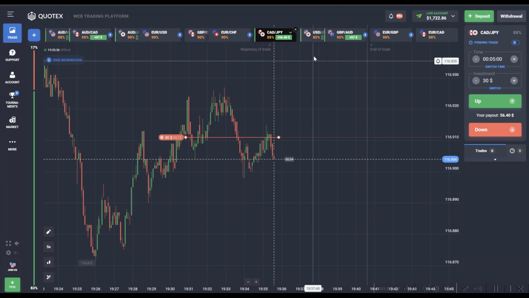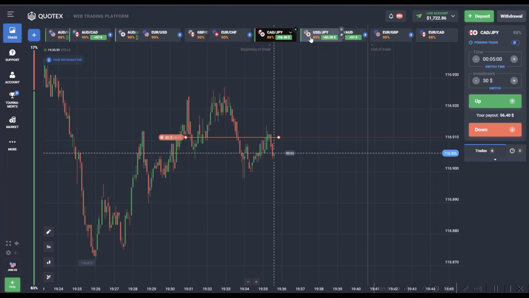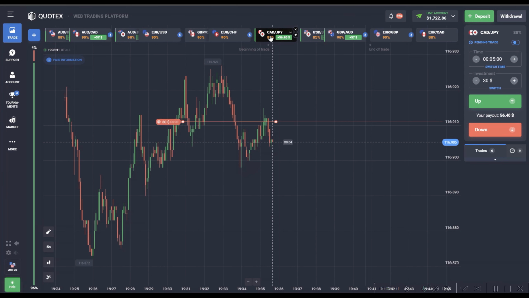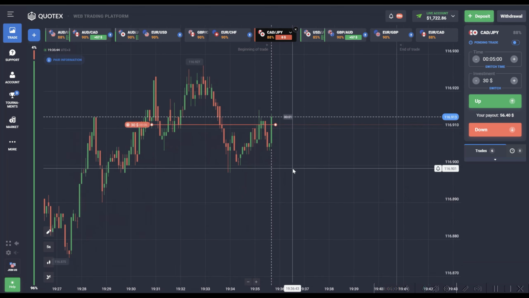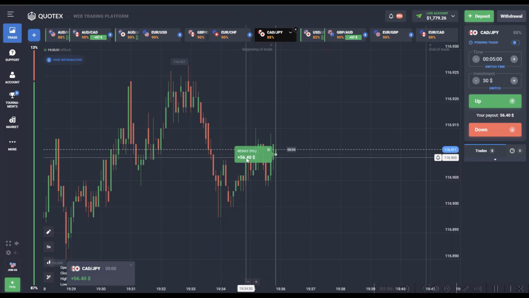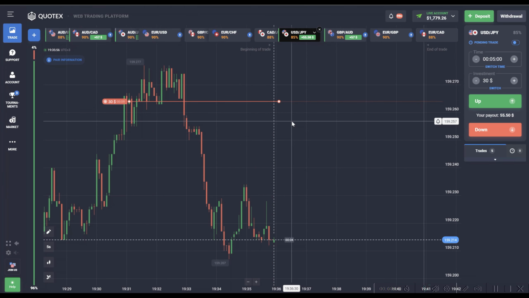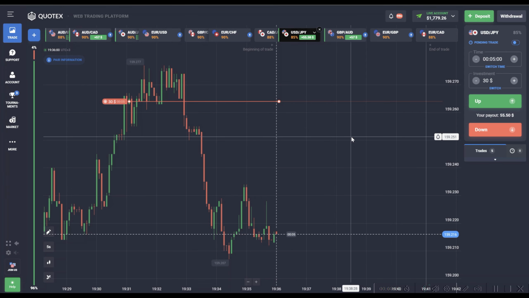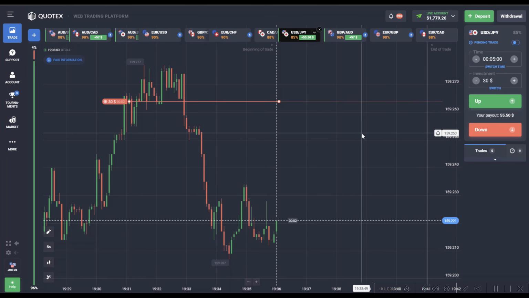15 seconds on the Canadian dollar, Japanese yen. The price is currently in the profit zone here. And it might just stay that way, by the way, or maybe not. We'll find out now. Just 3 seconds left. It'll be a loss. No, it's going to be a profit. The price ended up slightly below the entry point at the close. And that is wonderful. Dollar, Japanese yen, 5 seconds. And this trade will also be profitable.